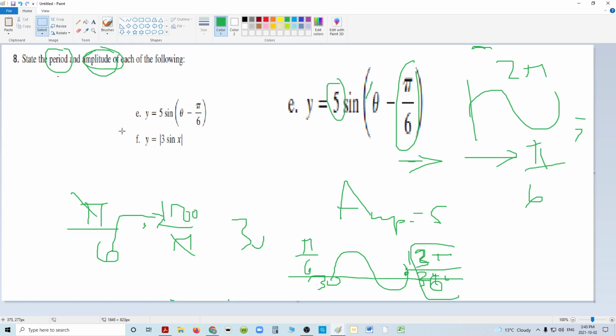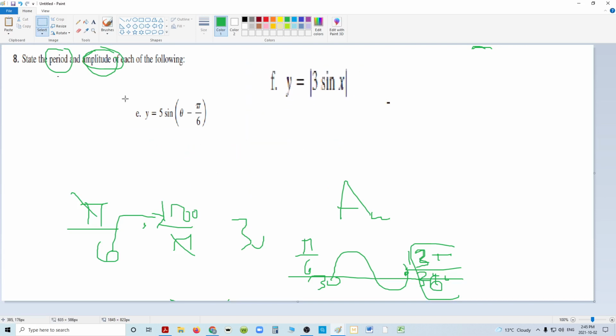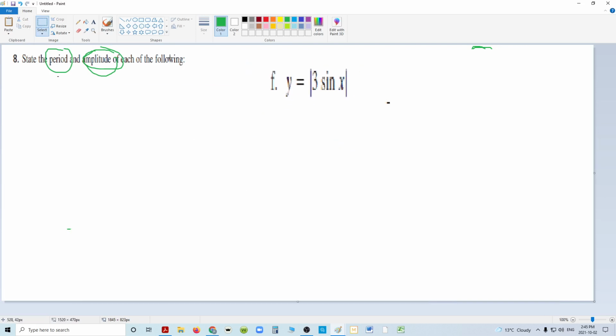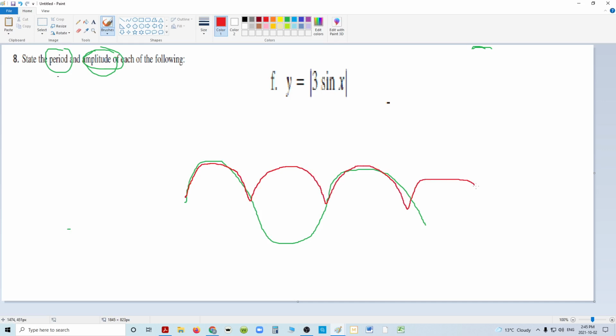And finally, this last one. What's interesting about this is all my y values will be positive. So if I have a normal graph like that, the new graph is going to do a weird thing like this. But my amplitude is still a multiplier of 3, so I'm going to have an amplitude of 3. And my period obviously has not changed, so my period is still 2 pi. Let's see what that looks like.